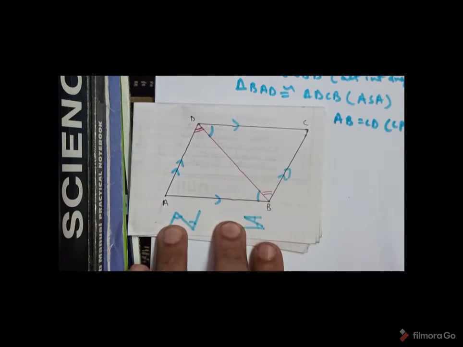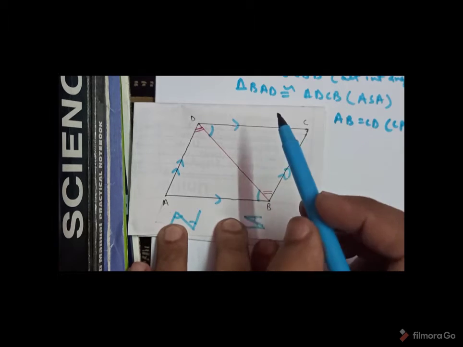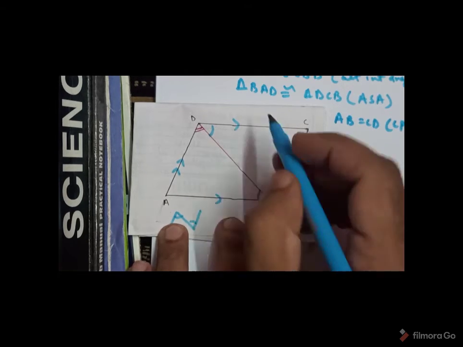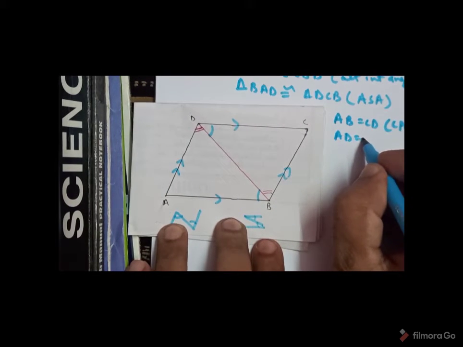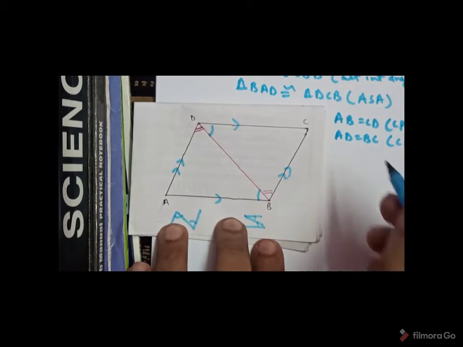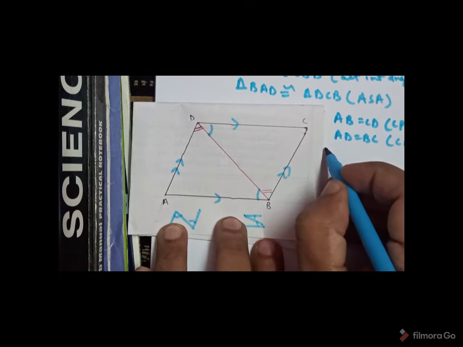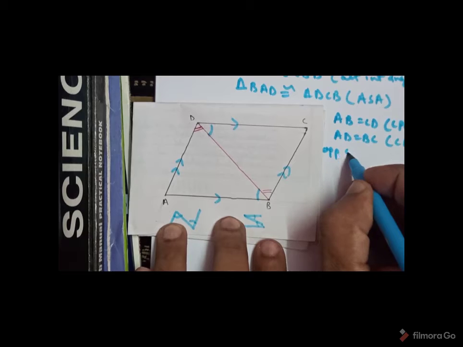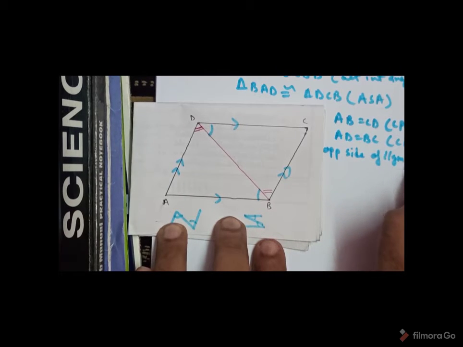Similarly, we can also say that AD and BC are also equal by CPCT. So what does it mean? It means that opposite sides of a parallelogram are equal.